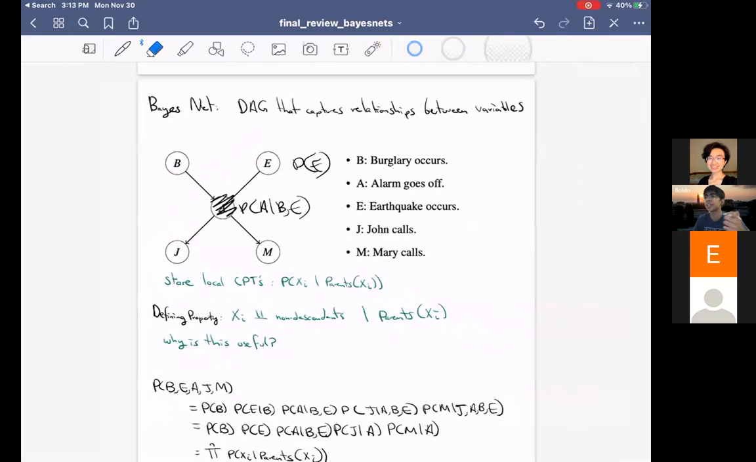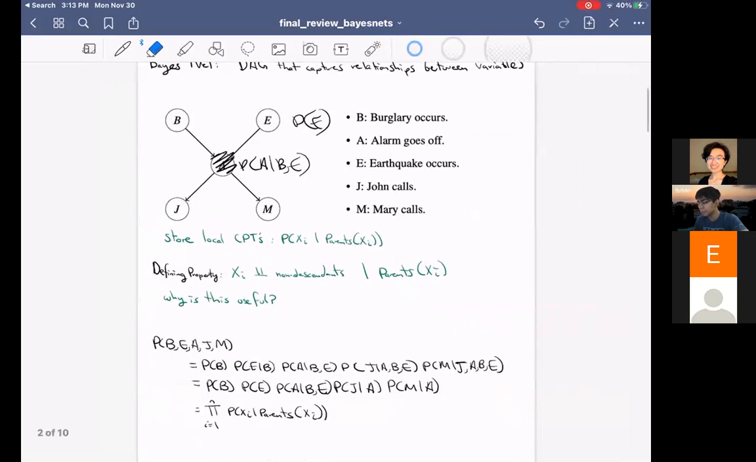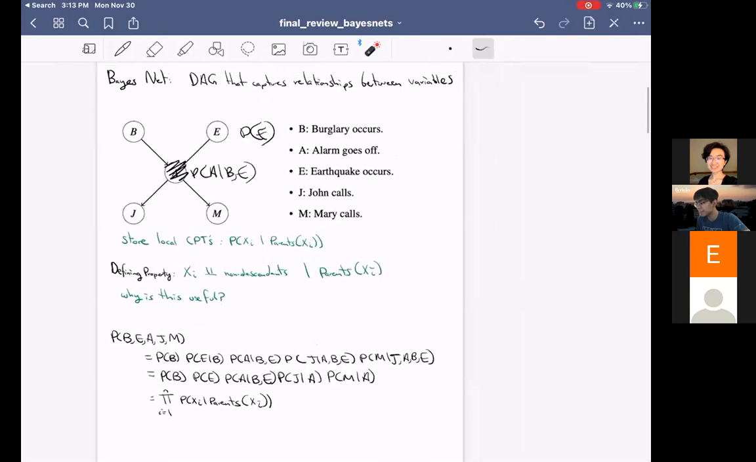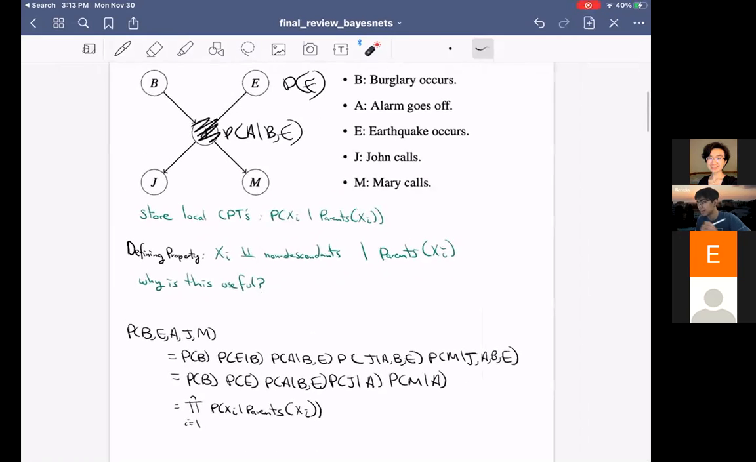So how do we use this property that a node is independent of its non-descendants given its parents? Normally, if I were to ask you to compute this joint distribution, you would do that using the chain rule. So you'd say P of B times P of E given B times P of A given all of that times P of J given all of that, and so on. But with this BayesNet we can now simplify a lot of these.